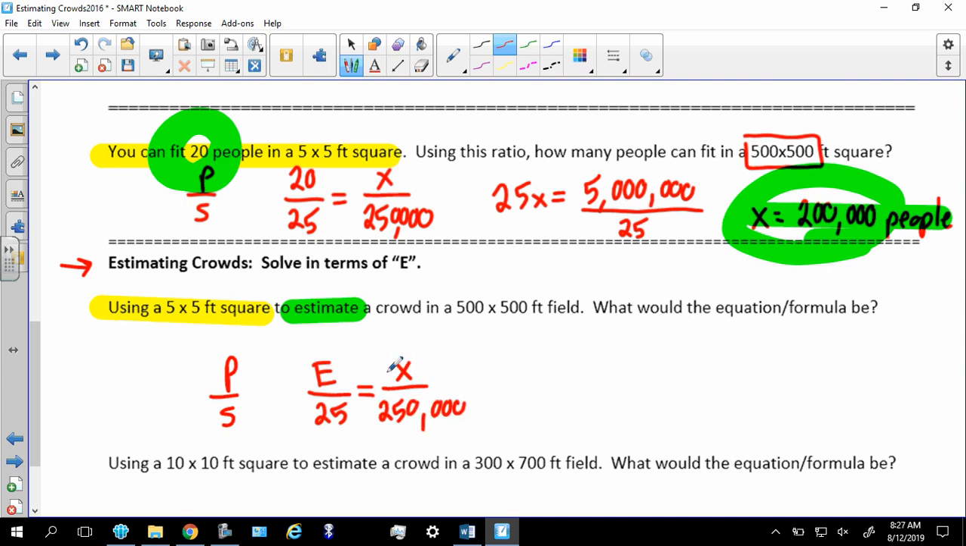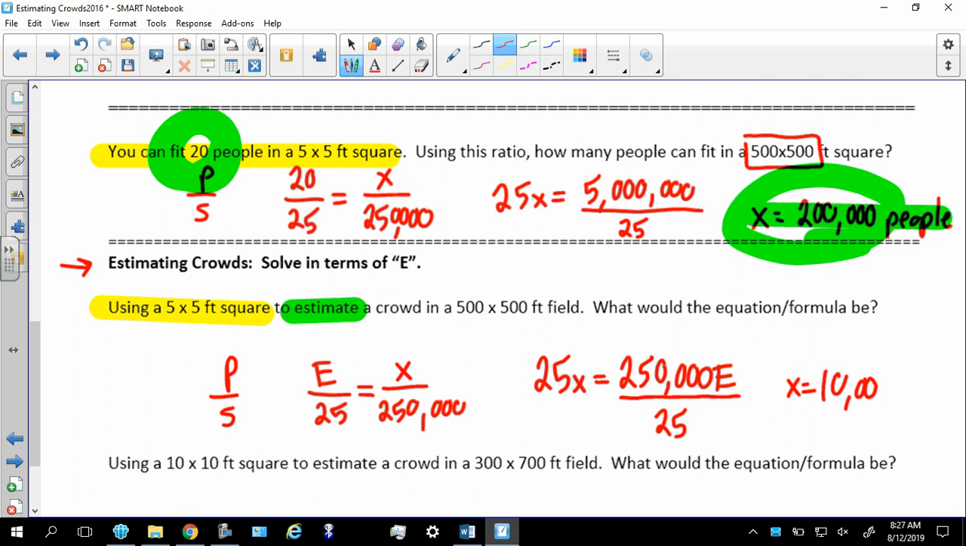We're going to cross multiply, and so we're going to get 25X is equal to 250,000. Now this is where it changes. We're going to attach the E to it. All right, now we're going to divide by 25, and when we do that, we get X is equal to 10,000 E. All right, so this would be our answer.